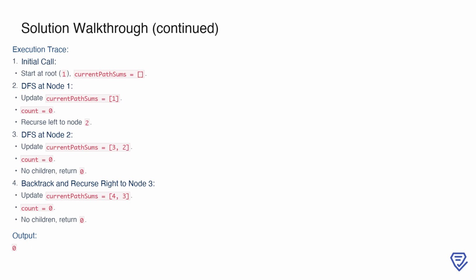Backtracking to node 1, we proceed to its right child, node 3. The sums are updated to 4, 3, but still, no paths match the target. With no further nodes to explore, the traversal ends, and the total count remains 0. This illustrates that not all trees will contain paths matching the target sum, and the algorithm correctly identifies such cases.